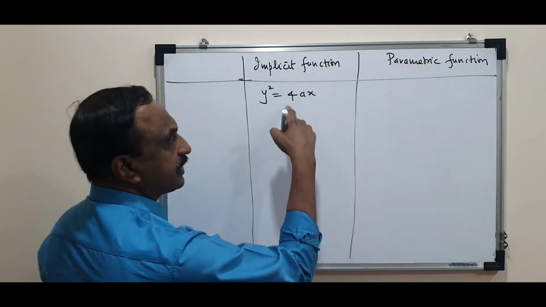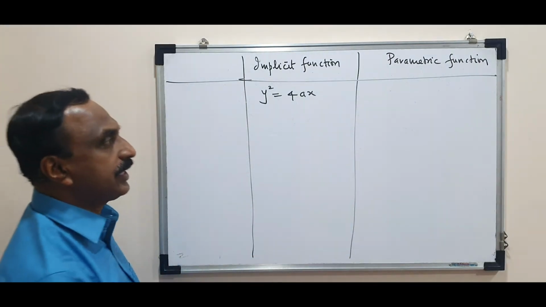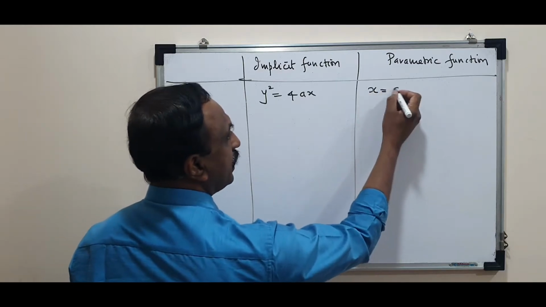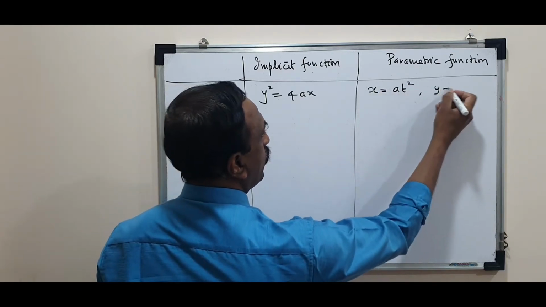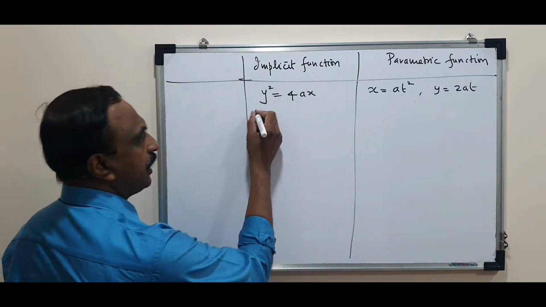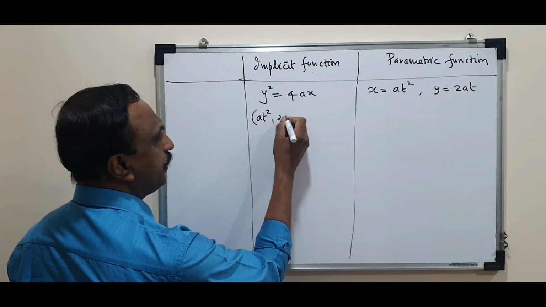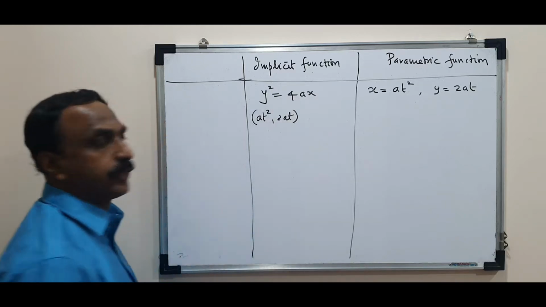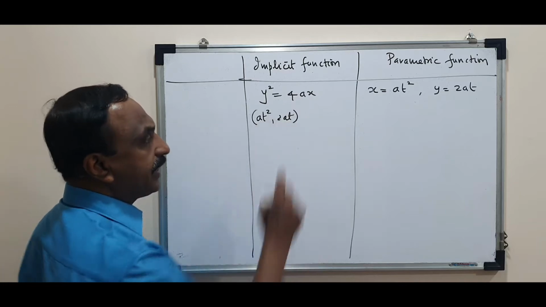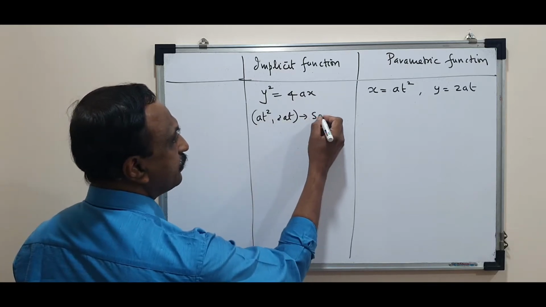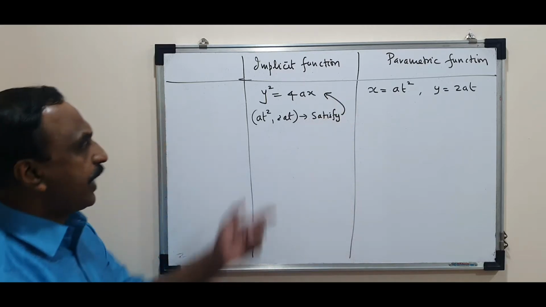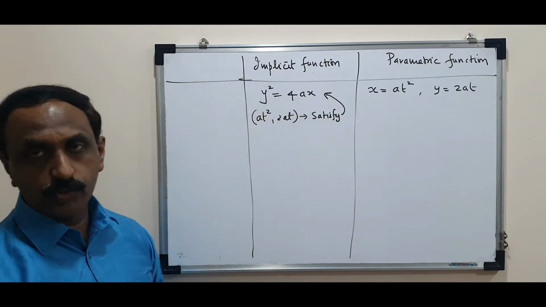If I write, the same parabola's equation can be expressed as: the x coordinate of every point of the parabola is at square and the y coordinate is 2at. Which means (at square, 2at) will always satisfy this equation. If I replace y by 2at and x by at square, it satisfies this equation. So I can say this is always a point on the parabola.